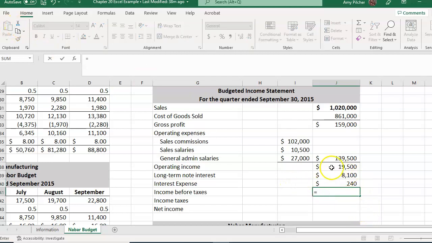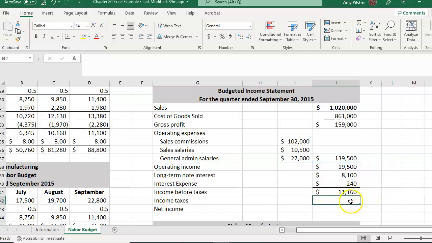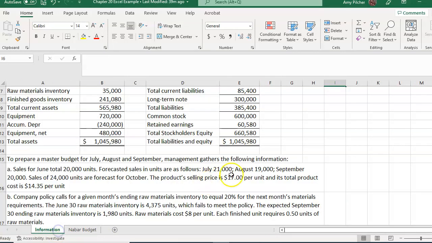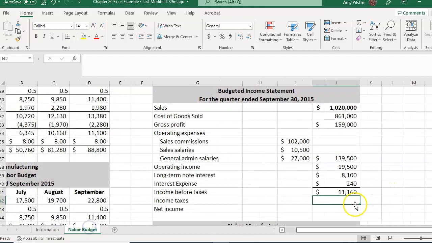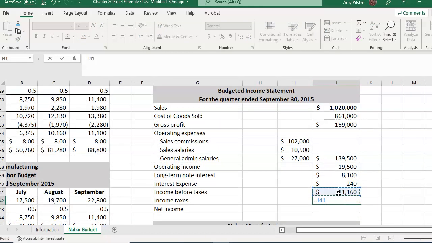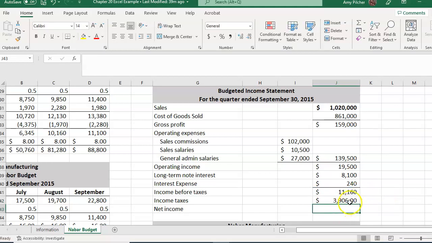So my income before taxes is 19,500 minus my long-term note interest minus interest expense. My income taxes, if I go back to the information, my income tax rate is 35%. So I take income before taxes times 35%, which gives me the amount of income taxes I'm going to pay. And my net income is income before taxes minus my income taxes.